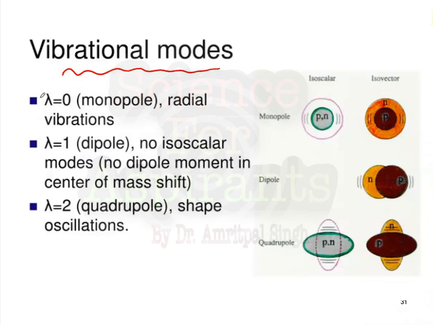So when the quantized particle, when lambda is 0, that is in the ground state nuclei, there are some sort of radial vibrations only, and that is known as the monopole. Here you can see that the protons and neutrons are moving in the same direction, toward the center of the nucleus, and this is something like a monopole.